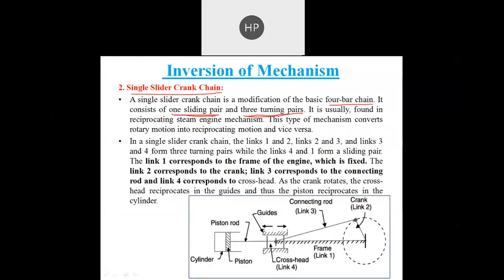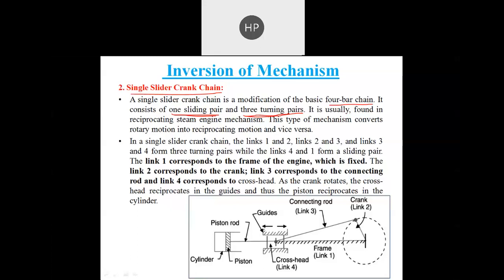This is usually found in the reciprocating steam engine mechanism. This type of mechanism converts rotary motion into reciprocating motion and vice versa. It can also convert reciprocating motion into rotary motion. So we can use both types, from rotary to reciprocating as well as from reciprocating to rotary motion, by using this slider crank chain mechanism.